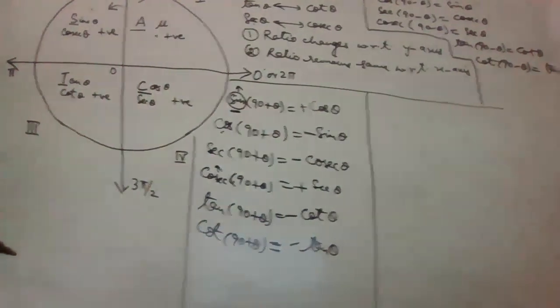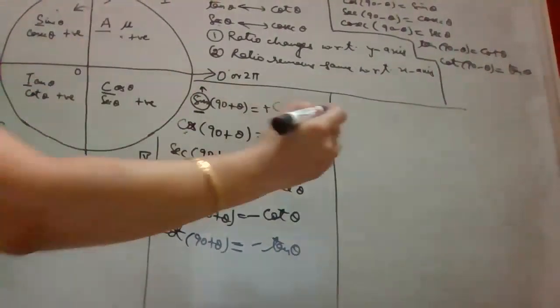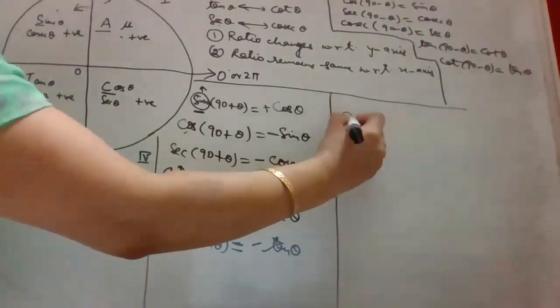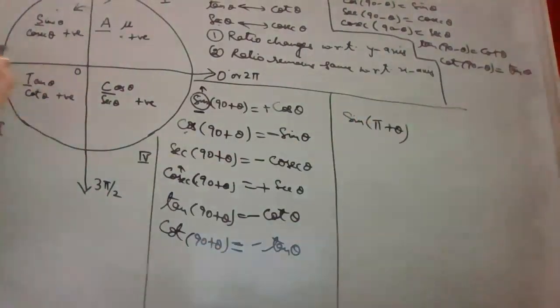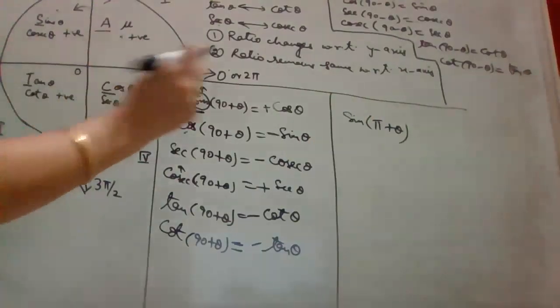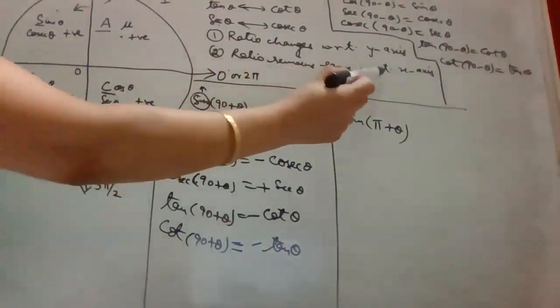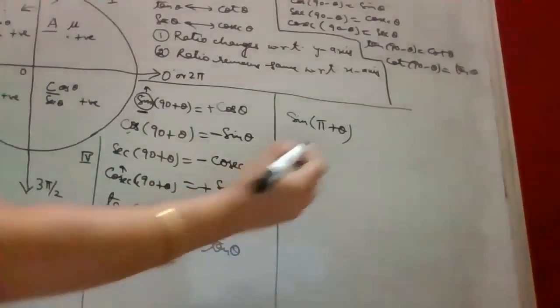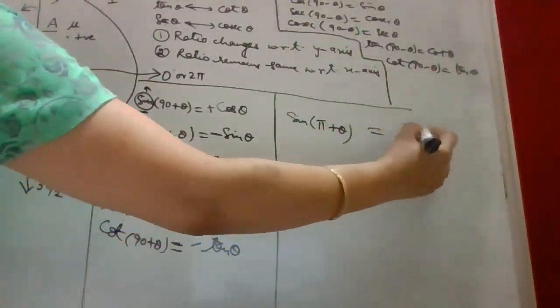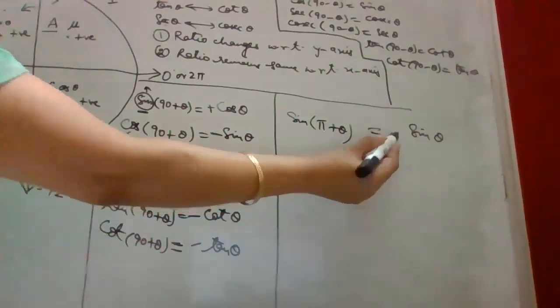Let us take another change with respect to the x-axis. Now let us see if I want to find out sin(pi plus theta). Pi is on the x-axis, and we know that the ratio remains the same with respect to the x-axis. So it will be sin theta, but the sign will change here.